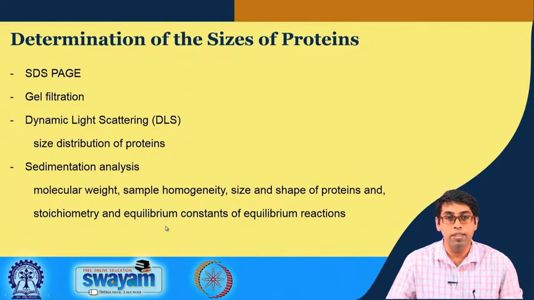And finally, if there is an equilibrium between, let us say, a monomer and a dimer, then the equilibrium constant can also be determined using sedimentation analysis. So, these are again more sophisticated experiments which can be used to characterize your protein of interest.